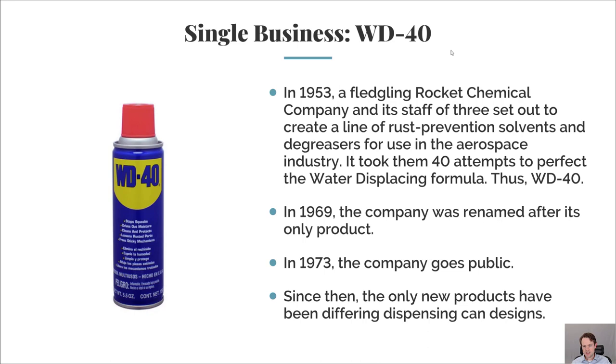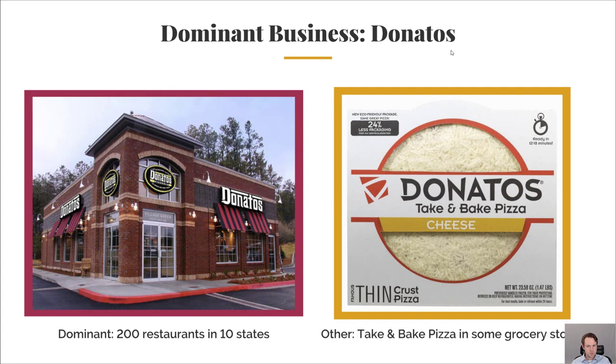In 1973, it went public. Since that time, the only new products that have been created are different types of can designs, with different nozzles and different sprays for wider and smaller areas. A dominant business example is Donatos. It primarily makes its money through the 200 restaurants that it owns and operates in 10 different states, but also has a smaller side business in making a take and bake pizza that is available in some grocery stores.